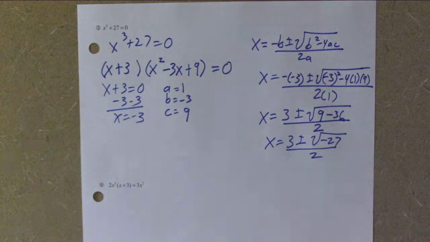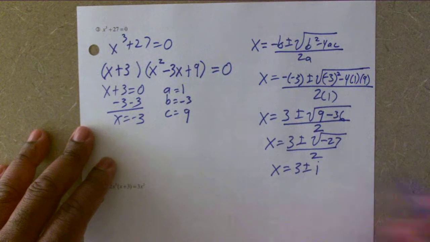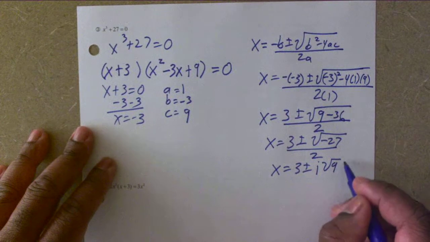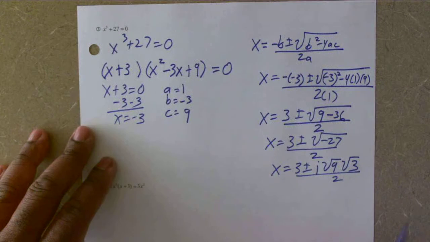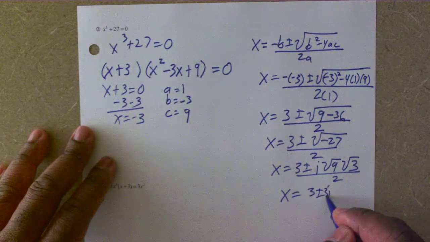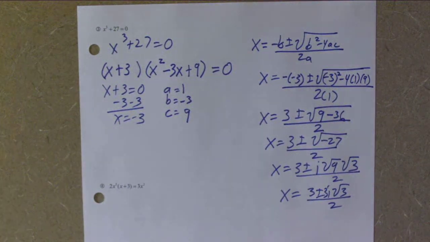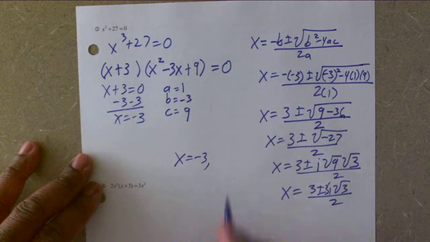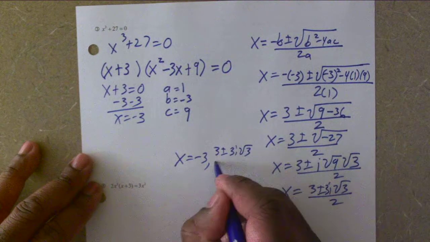Now, with that negative 27, we know we could pull out an i. But the highest perfect square in 27 is 9. So it'll be i times the square root of 9 times the square root of 3, all over 2. So this will end up being x equals 3 plus or minus 3i square root 3, all over 2. So now our final answer would be x is equal to negative 3, comma 3 plus or minus 3i square root 3 all over 2.